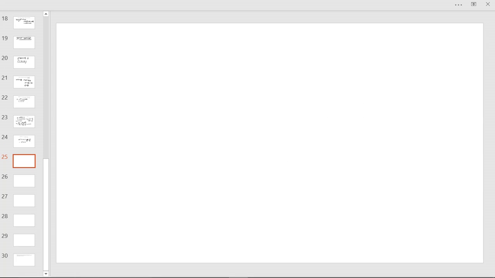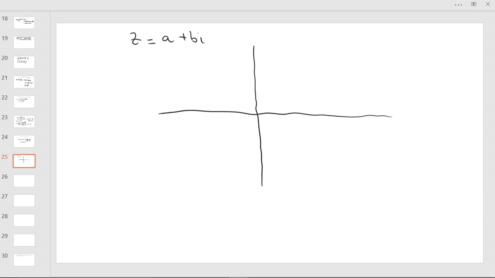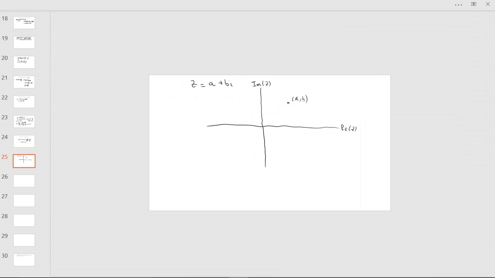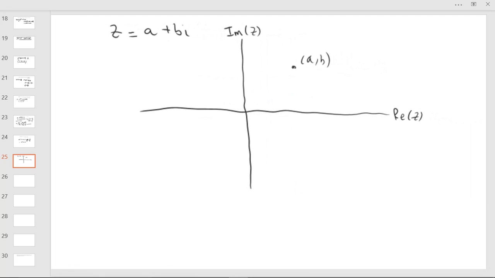So finally, we want to discuss complex numbers and their applications in geometry. So first, since any complex number z can be written as a plus bi, we naturally think to plot it on a set of coordinate axes, in which the x-axis represents the real part of z and the y-axis represents the imaginary part of z. So we can plot the point as (a, b). For example, the complex number 3 plus 4i is plotted as the point (3, 4).